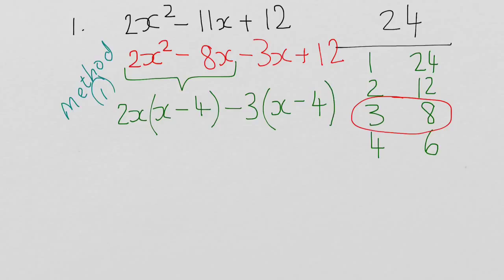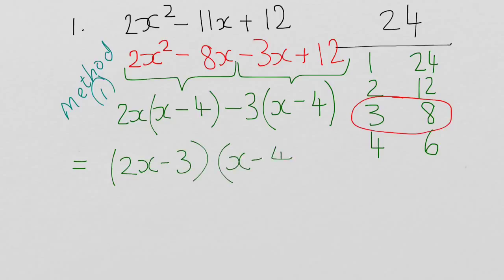Okay, so then this bit here is from that half of our equation. Once we've done that, we should have the same in our brackets, which we do. We've got x minus 4 in each set of brackets. We now want to take the 2x minus 3 and put that into brackets, times by our x minus 4. And you can always check your answer by expanding the brackets.